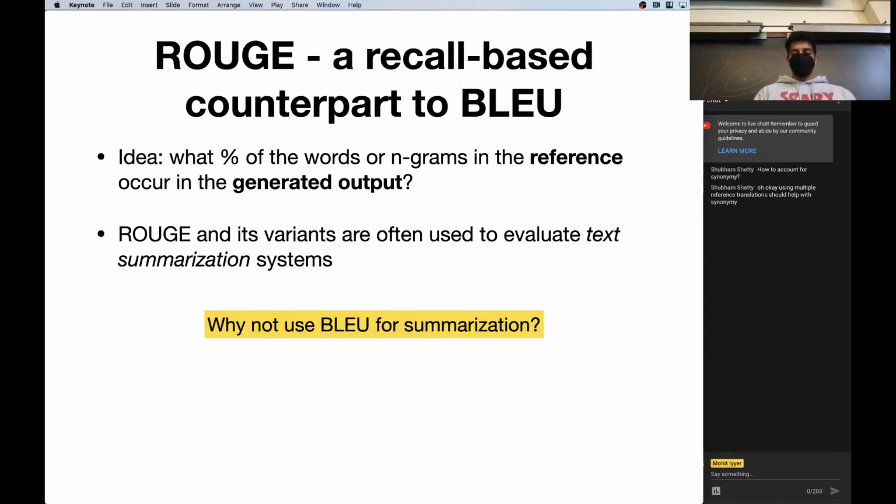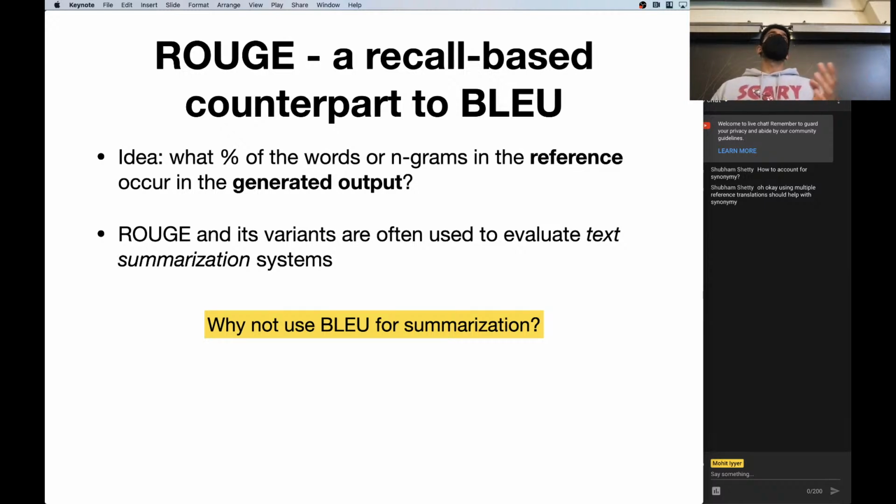Okay. So before we switch to those more interesting models, I just wanted to mention another metric which you've probably seen when reading some of these papers on text generation, and that's the ROUGE score. It's very similar to BLEU, except there's no brevity penalty, and we're looking at the recall instead of the precision. So the high-level idea is, let's look at what percentage of the words or n-grams in the reference occur in the generated output. This score is used to evaluate summarization systems. This is its most common application.